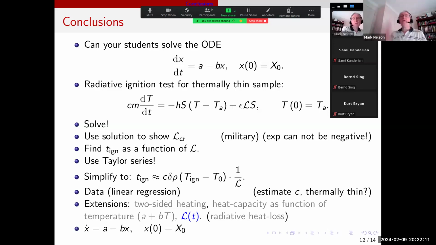So let me repeat the message. The message is this, or it's a question. Can your students solve this differential equation? If they can, we can use this as a stepping door into a really simple problem in fire engineering, where fire engineers have used the solution of this equation to analyze data and to estimate an important parameter.